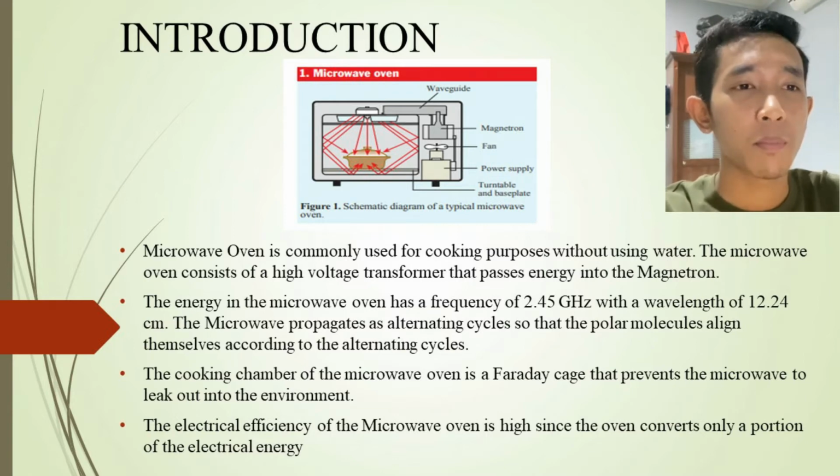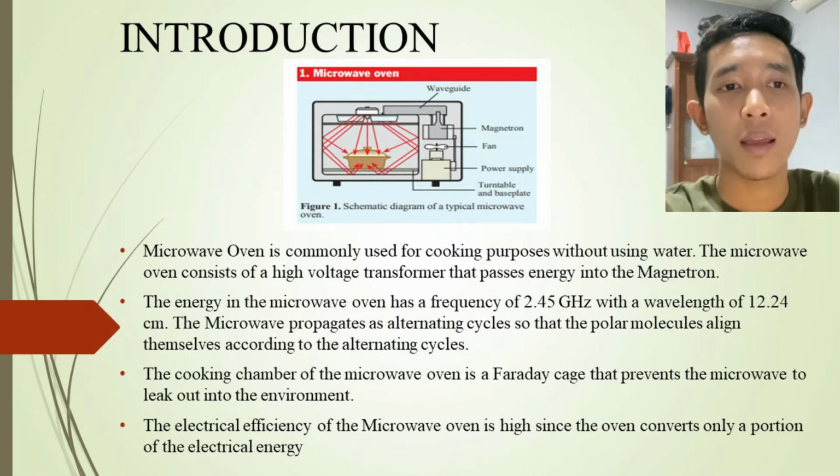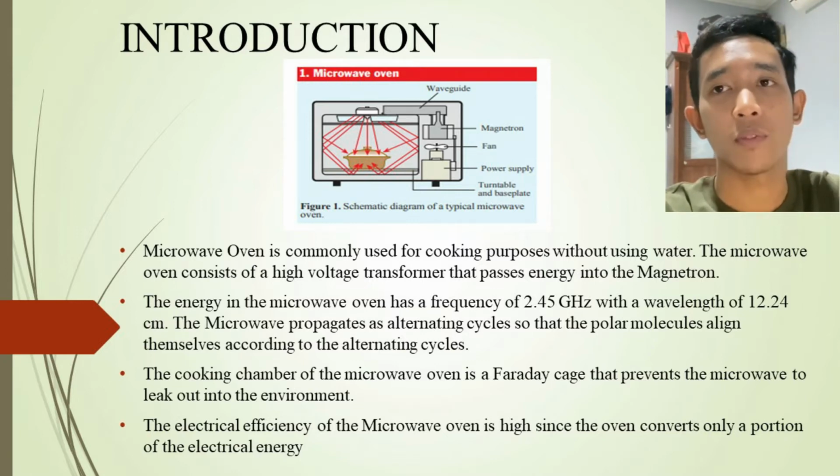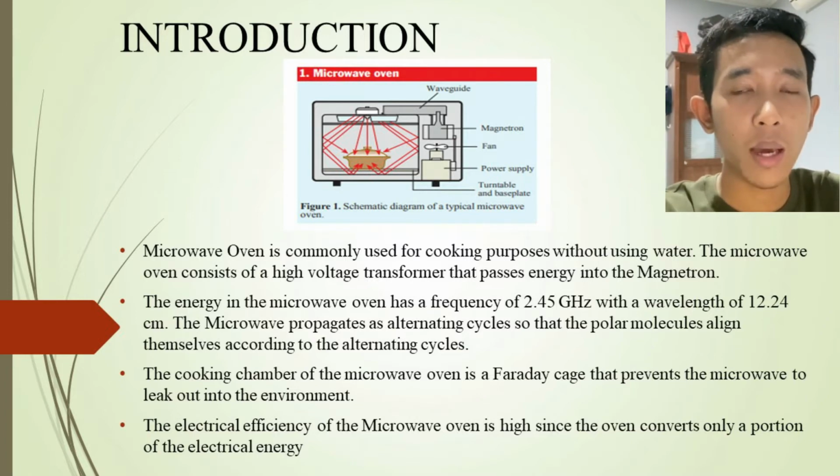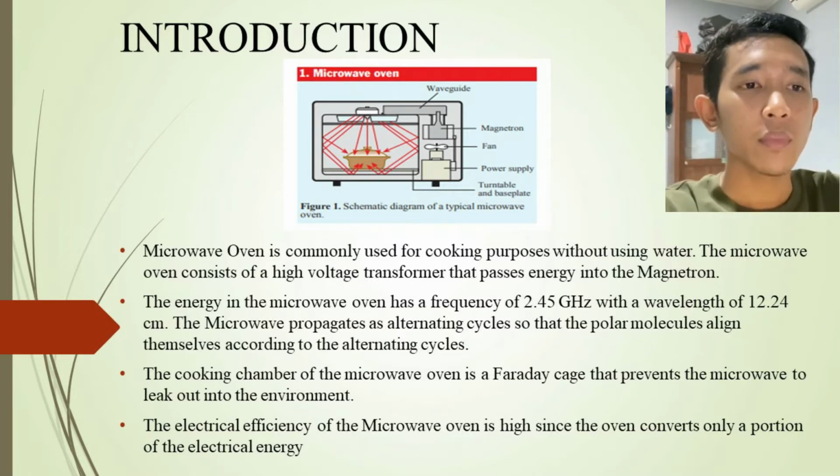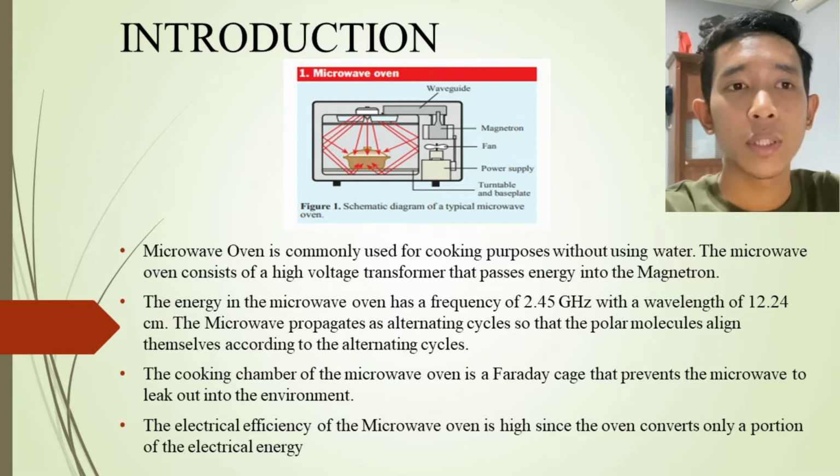The microwave propagates as alternating cycles so that the polar molecules, which have one end positive and the other end negative, align themselves according to the alternating cycles. This self-alignment causes rotation of the polar molecules. The rotating polar molecules hit other molecules and put them into motion.